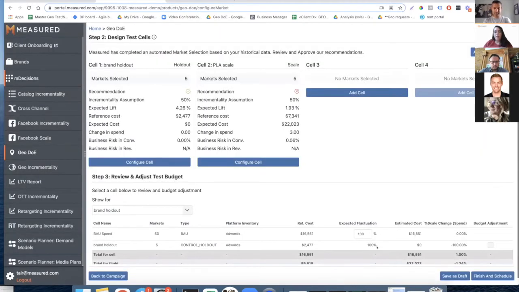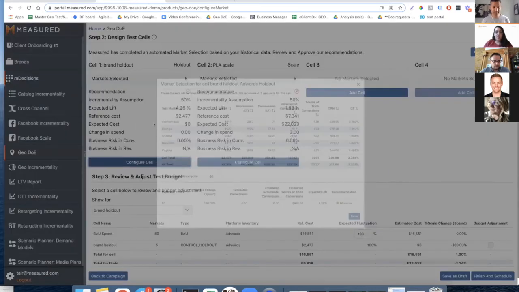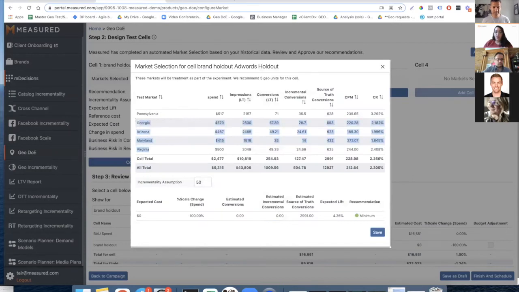So right off the bat, the model ranked them, and the algorithm now spread them out evenly based on their correlation and rank. And now let's do some unpacking on what's happening here. So this would be part of step 2. You can see every tile is a cell. We have a brand holdout and a PLA scale, and we're getting this indication of recommendation. So obviously this doesn't look as good as the other. I'm going to open this, and you'll be able to see these are the markets that have been selected for the cell. And it's really just asking me to put in my incrementality assumption.